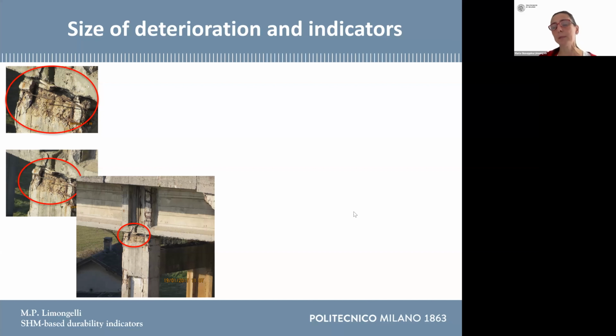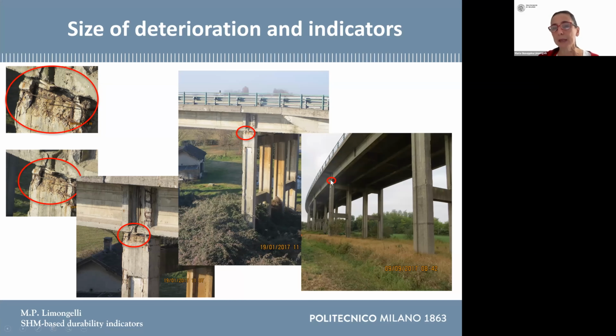And if we go at the bridge scale, for example, an indicator that describes the performance of the entire bridge will not be so much affected by a deterioration that occurs there. So which indicator to use, global or local, really depends on how much this indicator is affected by the phenomenon that occurs. So how much this indicator is global or local.